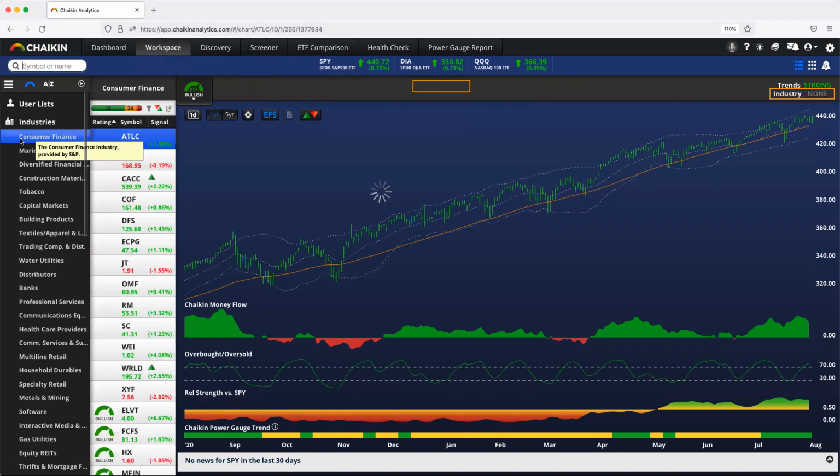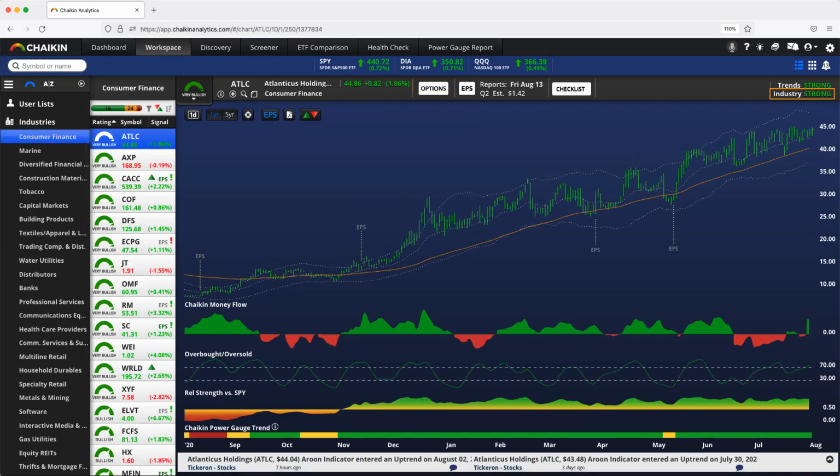What if we clicked quickly on consumer finance here? We can now see all the consumer finance stocks have come into our list here. And we see the power bar for this group, consumer finance, at the top. Consumer finance is the strongest industry group based on this power bar. I know it's the strongest industry group because it is listed first amongst all our industries. And now I can see that the power bar has 18 bulls and 0 bears. We ignore the neutrals. We pay attention to the bulls and the bears. 18 bulls, 0 bears, a ratio of 18 to 0 makes this the strongest group.